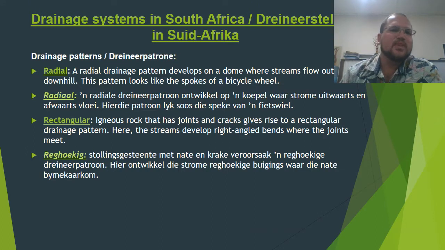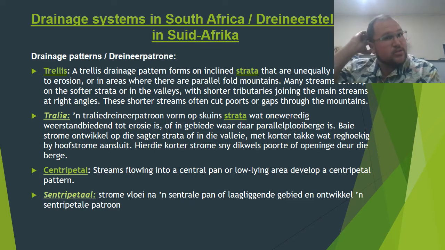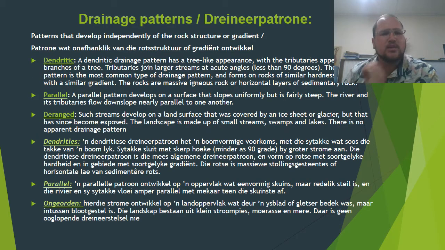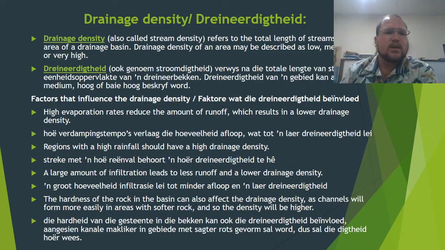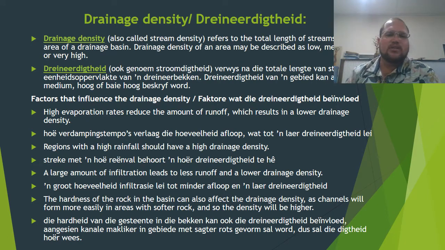Let's continue. Drainage systems in South Africa. Here we can see the radial and the rectangular drainage pattern, with an explanation of each. The trellis, the centripetal, you can read through that on our normal slideshow. Just for you that can't find these slides, this specific slide I'm on now is slide 24. So the previous one was 23, this is 24. On 25 we can see dendritic, parallel, deranged, and we can also see an explanation of drainage density and factors that influence drainage density. These you can read through on your own time.